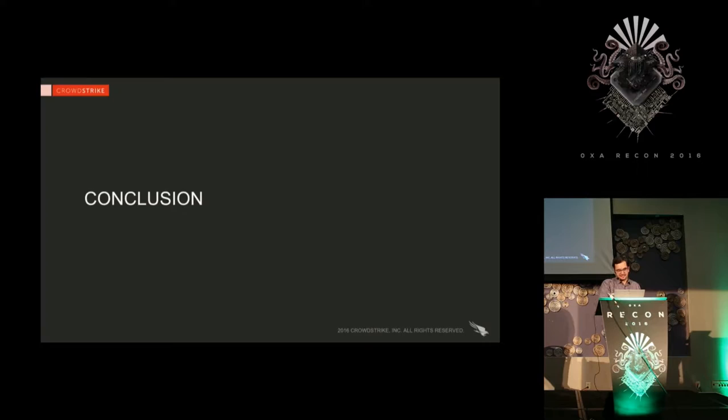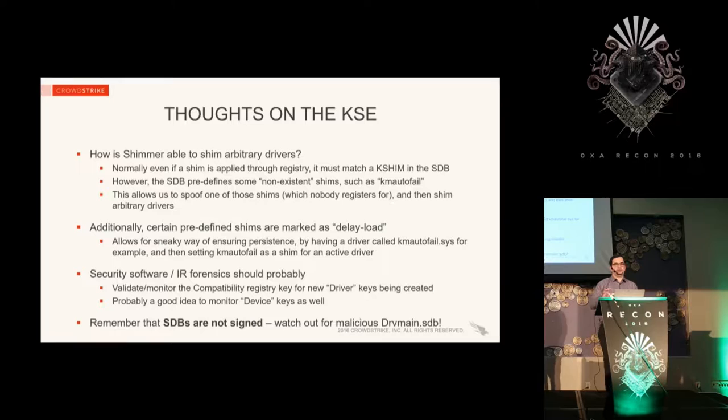One of the questions you might have is, how is the shimmer tool able to shim arbitrary drivers? Because we said that if a shim is applied in the registry, it has to match a shim in the SDB, and I haven't modified my SDB to say there's now a new shim called shimmer. What's really cool, though, is that the SDB refers to some non-existent shims. There's a shim called KM autofail with a GUID. Now, KM autofail doesn't actually exist, so nothing on the system says, I am KM autofail, and here's my GUID. So all we have to do is write our own driver, like the one I just did, which basically says, I'm KM autofail. And Windows now knows, okay, cool, I know who KM autofail is, and according to the SDB, KM autofail is a legitimate shimmer.